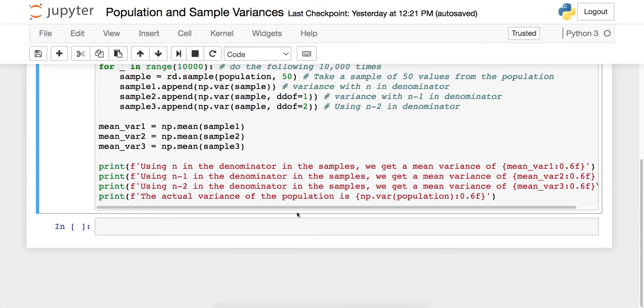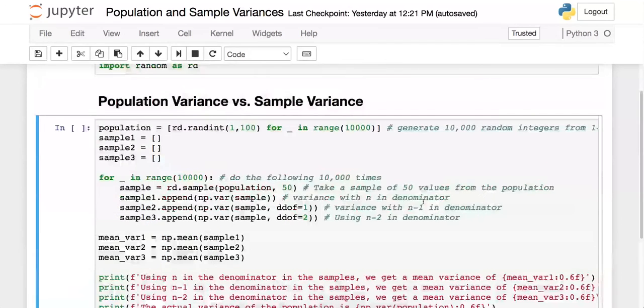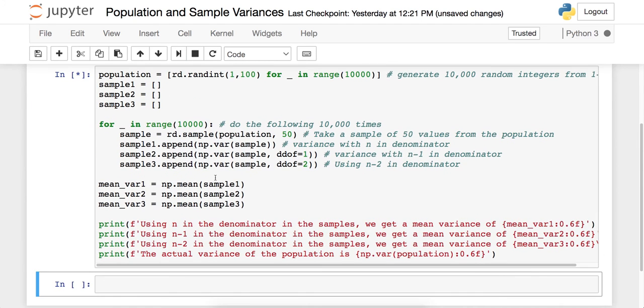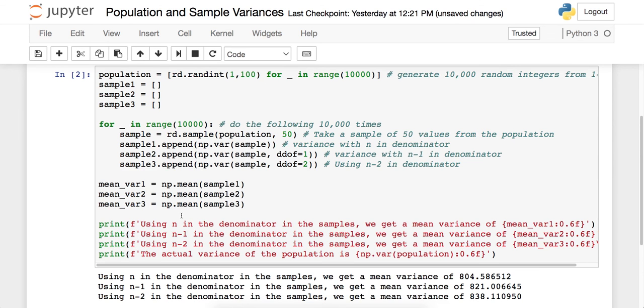So I'm going to have it print out the n in the denominator, n minus 1, and n minus 2 results for each of the samples, and then also tell what the actual variance of the population is. So let's give this a go, and hopefully it won't take too long. It is doing quite a bit here, so it has to generate the 10,000 integers for our population, and then it has to sample 50 of them. Okay, that didn't take too long.